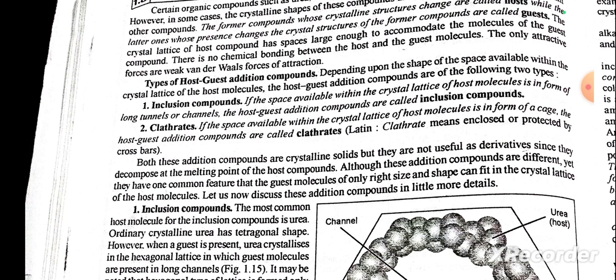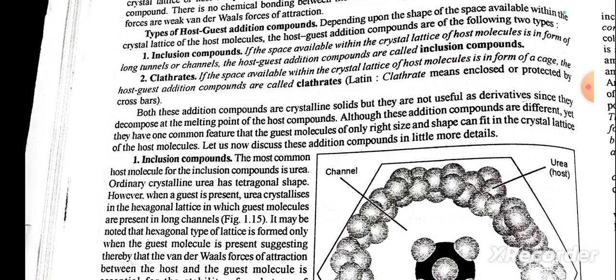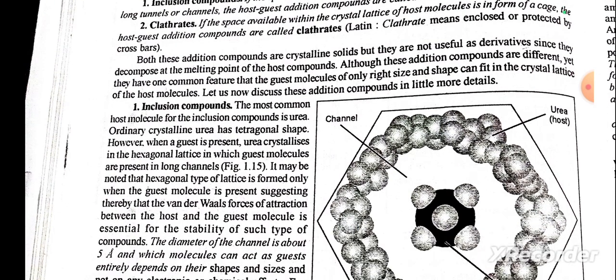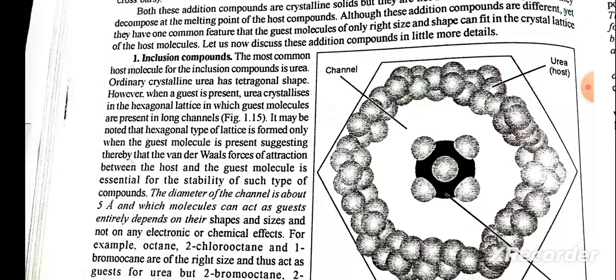The second type are clathrates, in which the guest is enclosed within the crystal lattice cavities of the host molecule. Both of these addition compounds are crystalline solids, but they are not useful as derivatives since they are decomposed at the melting point of the host compound. These addition compounds are different, but they have one common feature: the guest molecule must have the right size and shape to fit in the crystal lattice of the host molecule. Let us discuss these addition compounds in a little more detail.